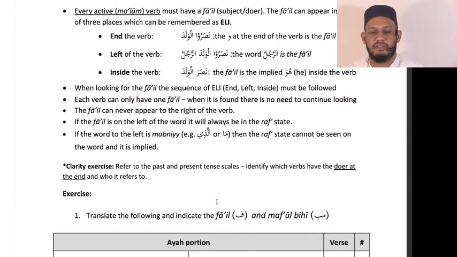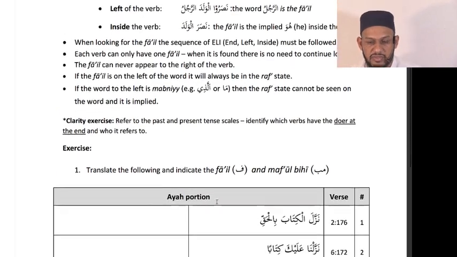If the word to the left of the verb is mabniyun, like alladhi or ma, which can't change, then you can't see the raf'un state, but it will always be implied. Okay. There's a clarity exercise which I think you can do on your own, inshallah.